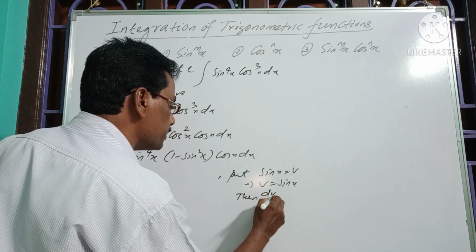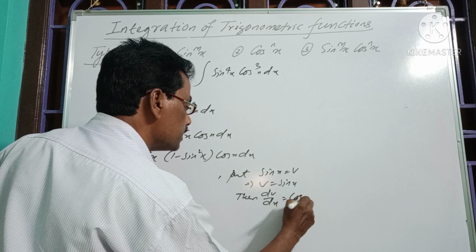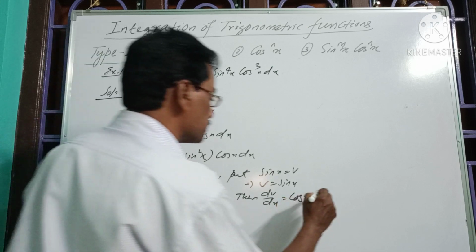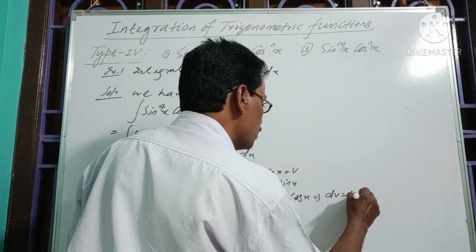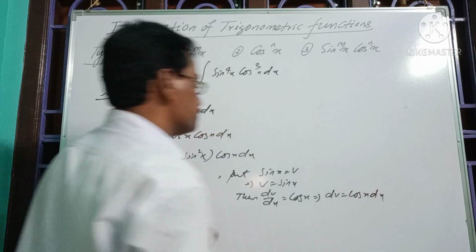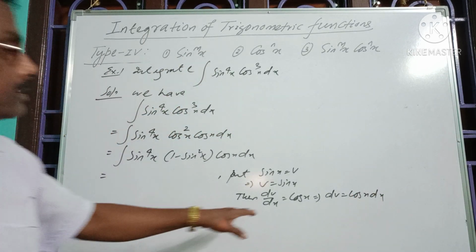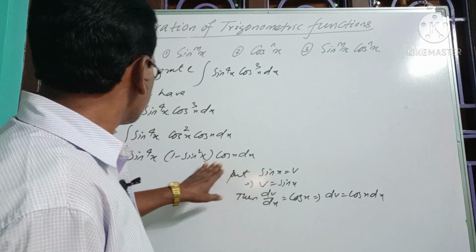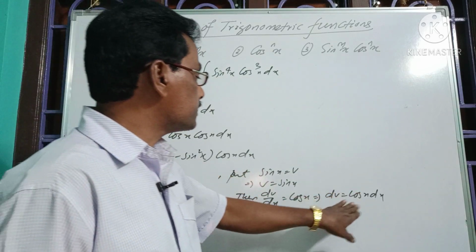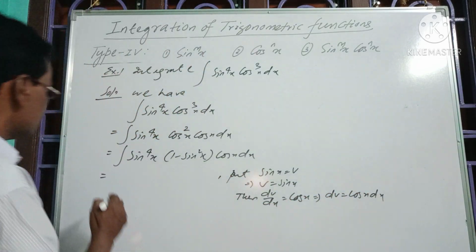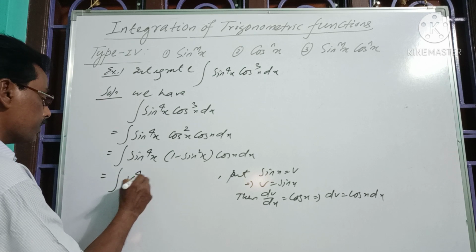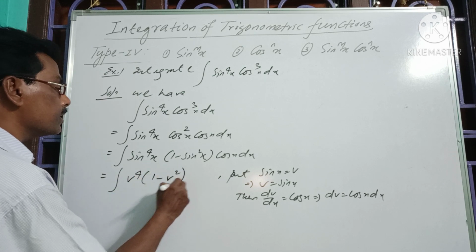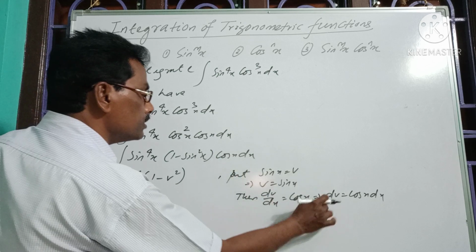Differentiating v with respect to x, it will give us cos x. So simplifying, dv is equal to cos x dx. Now replacing sin x as v and cos x dx as dv in the integrand, it will give us the integration of v to the power 4 into 1 minus v square, and in place of cos x dx we have dv.